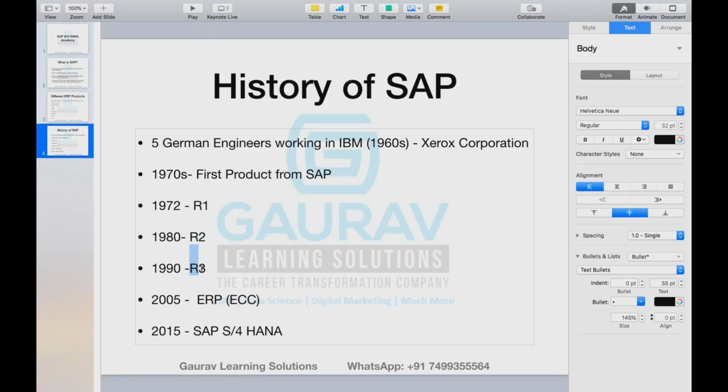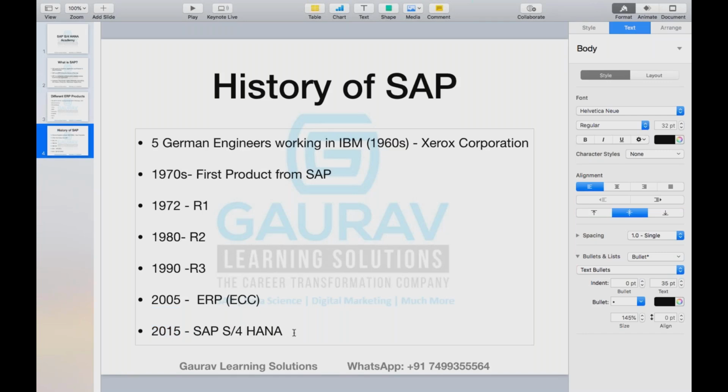But there are still a good amount of customers, around 30%, still using R3. So definitely you need to have a simple idea of R3. Another 40-50% of the customers are using ERP, and only 5 to 10% of the customers, even 5% would be more, because it is comparatively a new product. Many companies have started implementing but have not completed their implementation. So hardly 5% of the companies are using SAP S/4HANA.